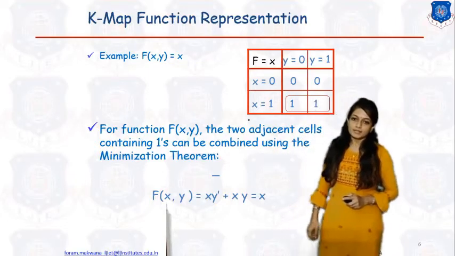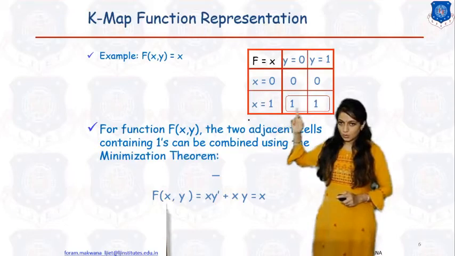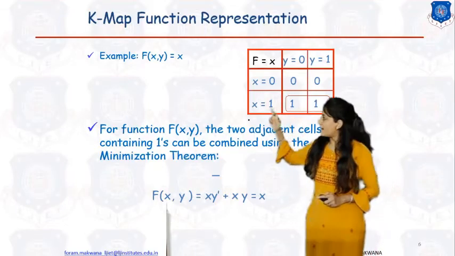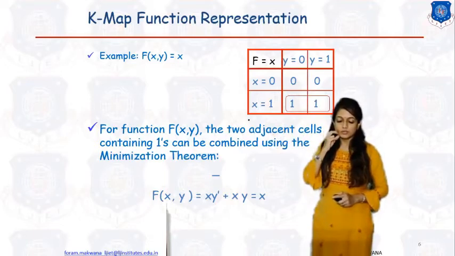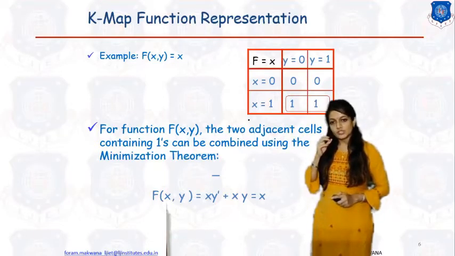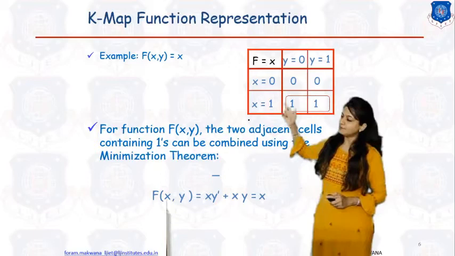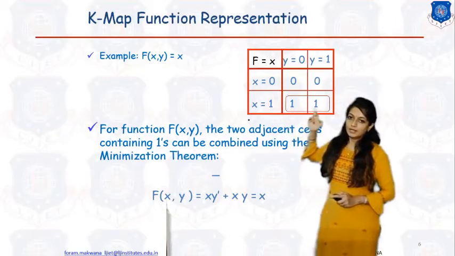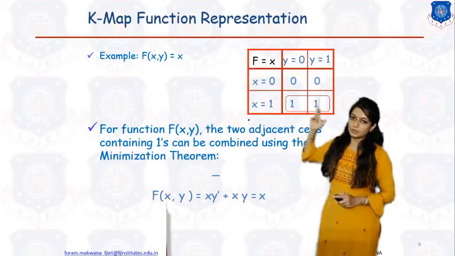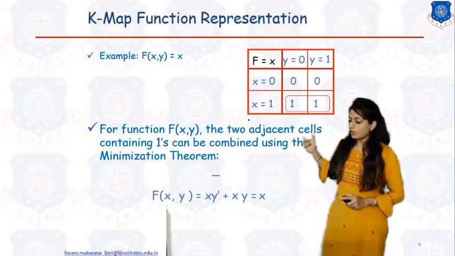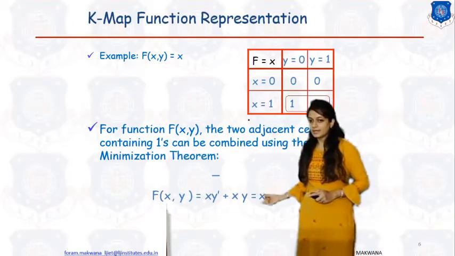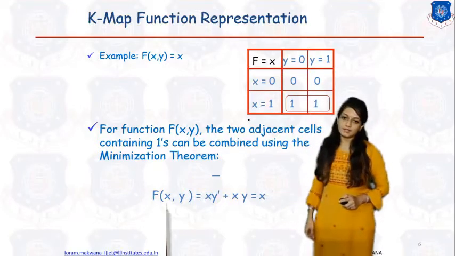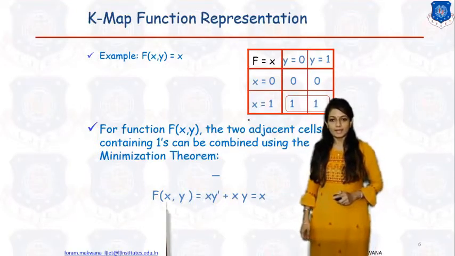So we can say that this 1 represents the minterm x and y bar. As y is equal to 0, we need to write it with a bar. X is equal to 1, y is equal to 1, so xy. So your Boolean function will be xy bar plus xy, that is equal to x, right?